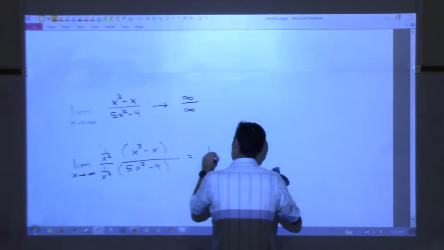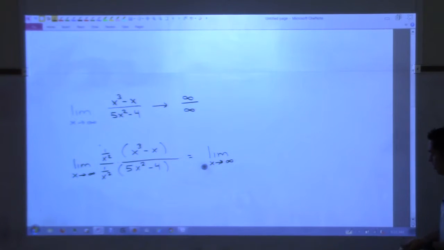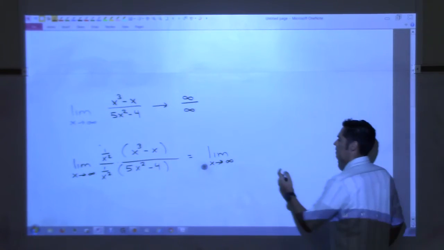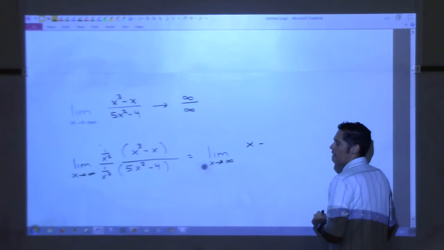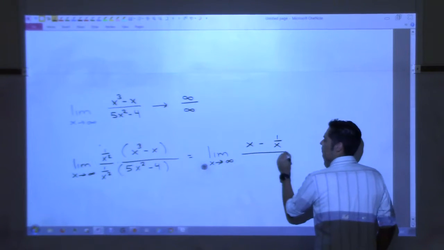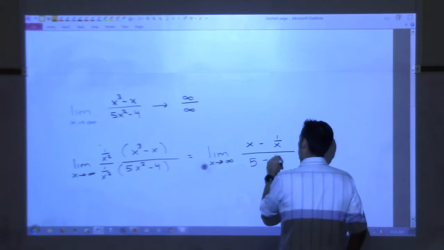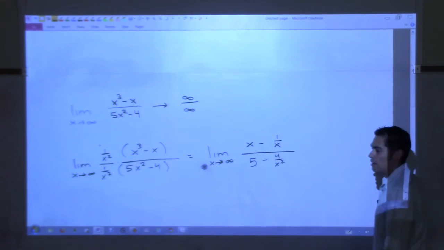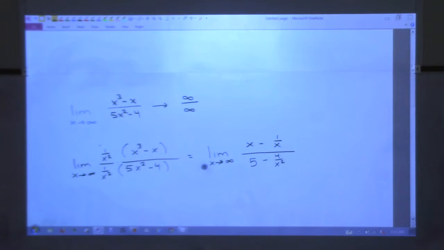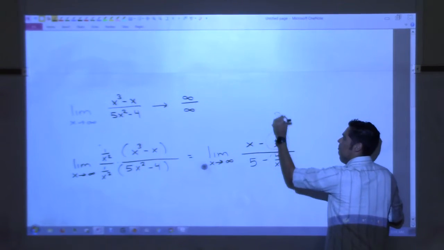Distribute, rewrite the limit again, and okay, what are the pieces of this fraction here? Top left is what? What's x cubed over x squared? Just x, okay? Minus x over x squared. So just 1 over x. And then this times this will give us 5. And then minus 4 over x squared. Now, if I take my limit at this point, I know that these two are going to vanish, right? They're going to go to 0. You like that? They're going to vanish.